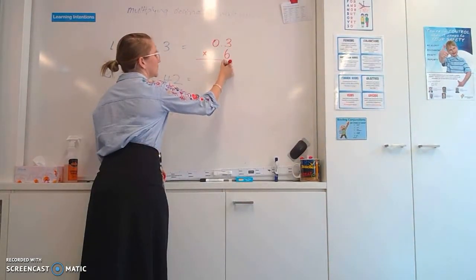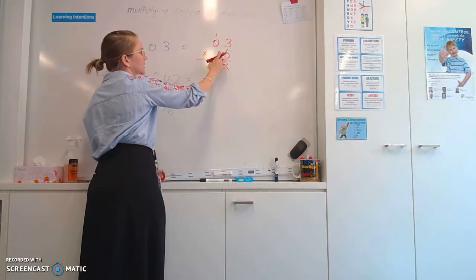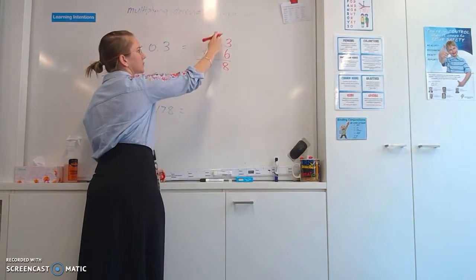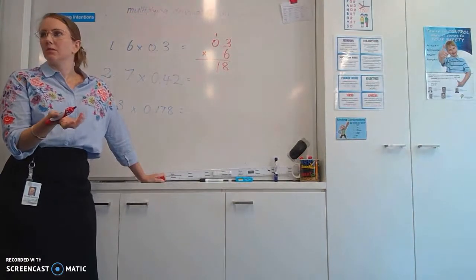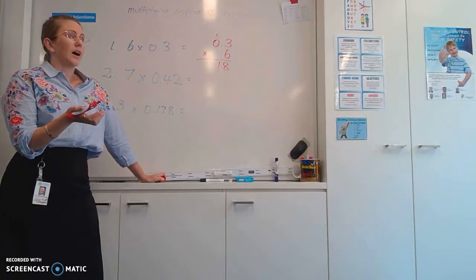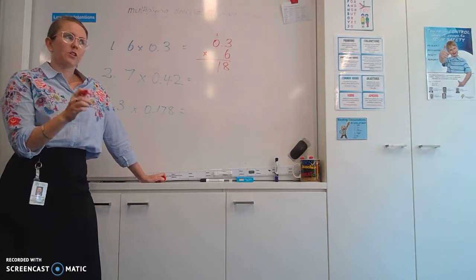18, so I put the 8 down and I carry my 1. 6 times 0 is 0 plus 1. Miss, you've got to put the decimal down before it. That's what I'm saying, we're going to do that in a second.